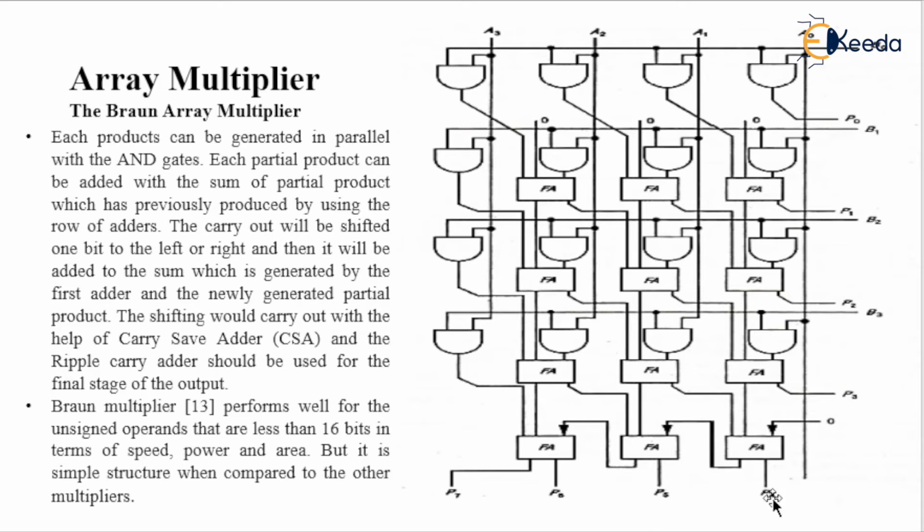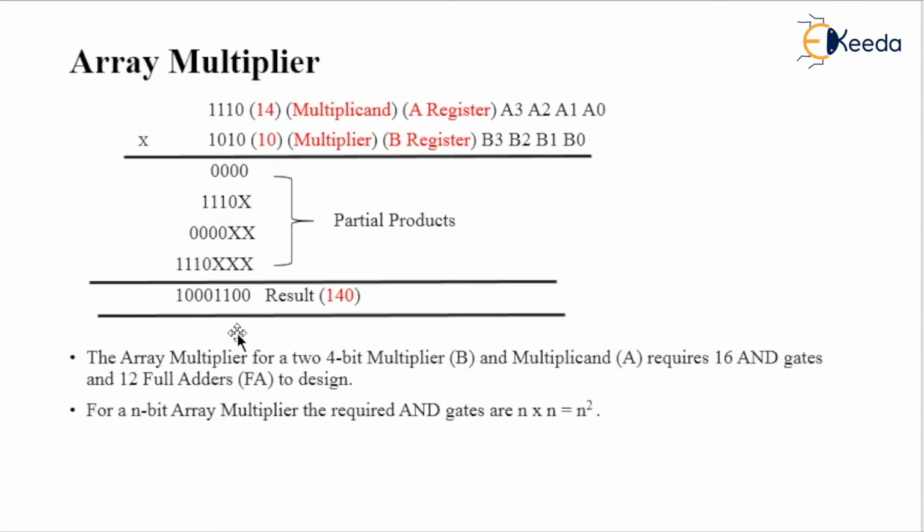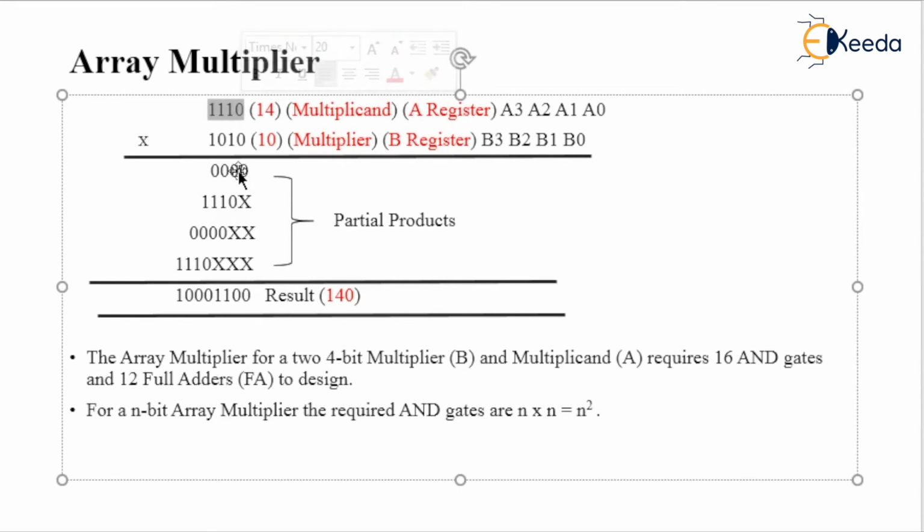Those bits are represented with P7, P6, P5, P4, P3, P2, P1, P0, and these are the outputs. All of them, 0 to 7, form the 8-bit output, where we get the result as 8 bits, but the input is 4-bit wide: 1110 is 4-bit wide. The other multiplier is also 4-bit, 1010. So both are 4-bit wide, but the output is 8-bit wide.